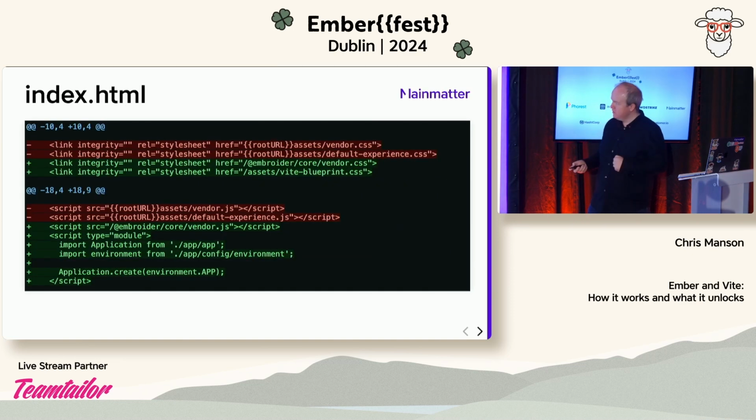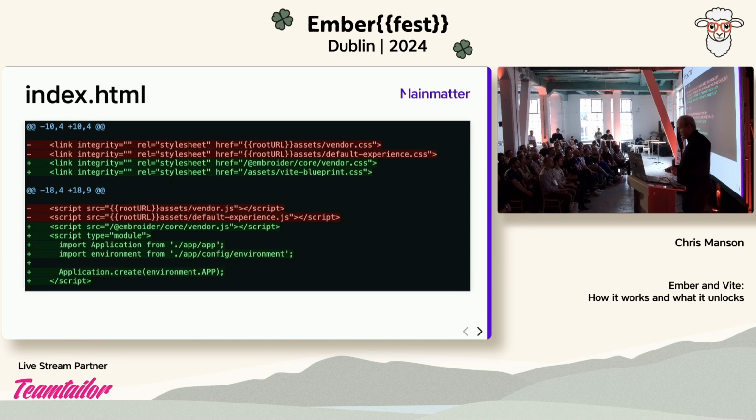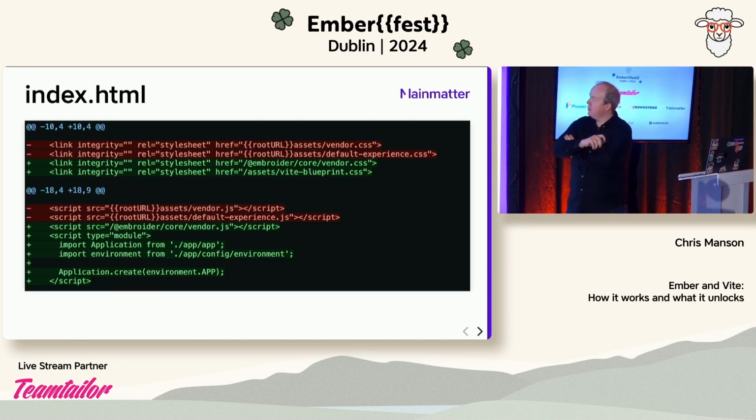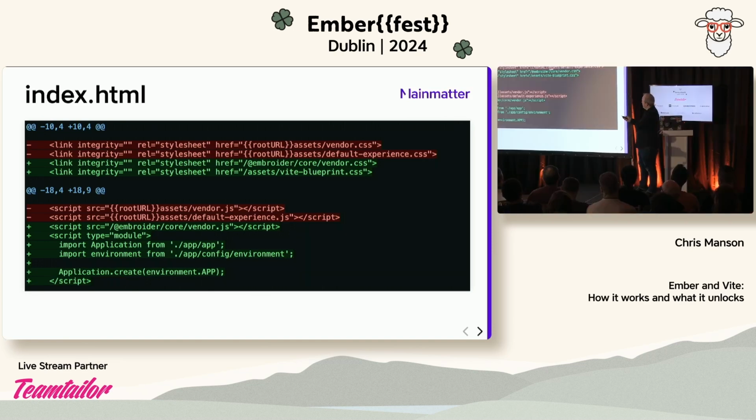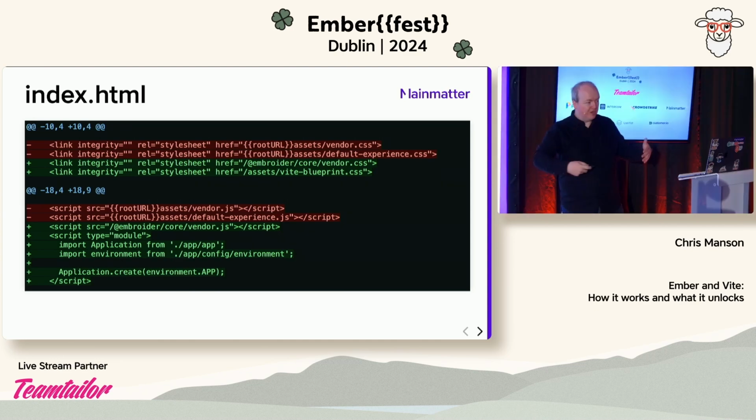So let's move on. The next thing, the big thing, the index.html, this is your entry point. There's quite a few things going on here. You can see up the top there that we have no more root URL. Root URL has gone away as a concept. That is not our concern anymore. If you want what root URL used to give you, it's something that you give to Vite.